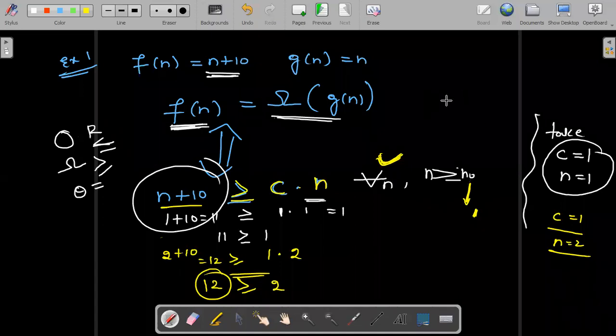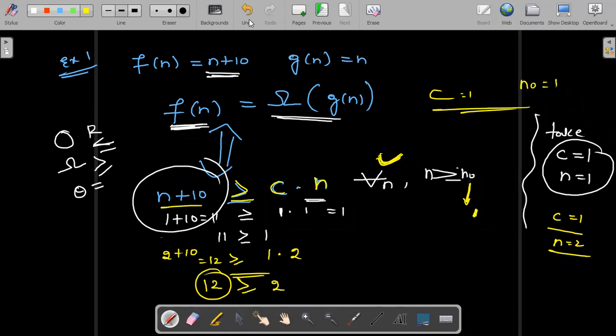Who is the constant here? c equal to 1 is the constant, and again n naught equal to 1. These are all the constants. There exist two constants. Understood? Everybody clear?